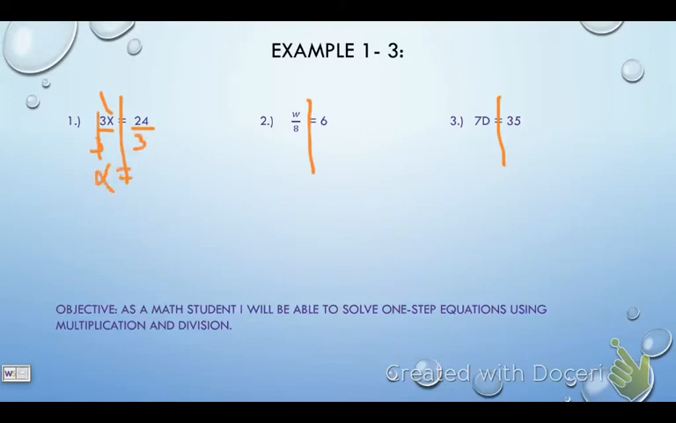X is equal to 8. Guess what? Does 3 times 8 equal 24? It sure does. Boom, got it. All right, next one.